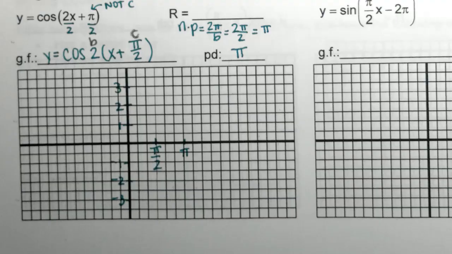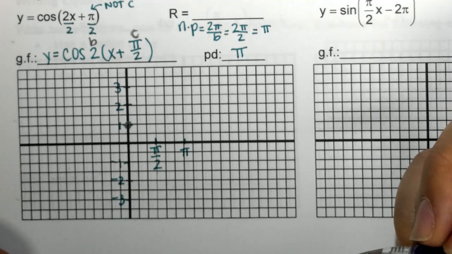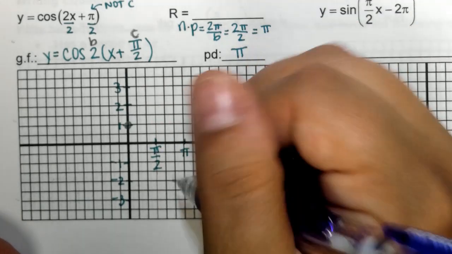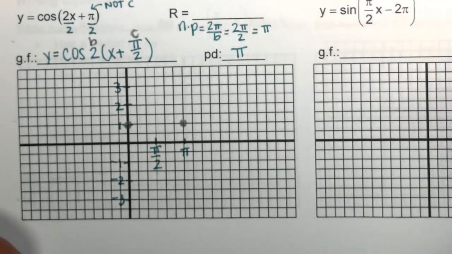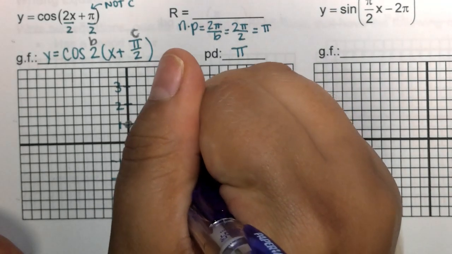What function is this? Where does cosine begin at? 0, 1. Where is it going to end at? Here, pi, 1. Does everybody understand why I did those 2 points, the beginning and the end? And where is cosine going to go down to -1? At pi over 2, right in the middle.